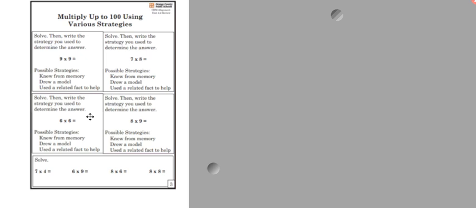You can use your memory. So if you know your multiplication facts, you can say, oh, this is easy, the answer is, and you just write your answer. You can draw a model, or you can use a related fact to help. For example, if you don't know what 7 times 8 is, but you know what 8 times 7 is, that is a commutative property, and you're able to determine the answer that way. You can also skip count or use any of the strategies that we have taught you in class.